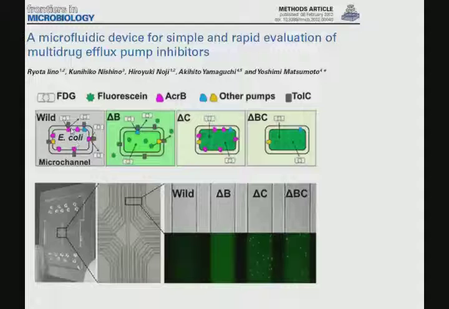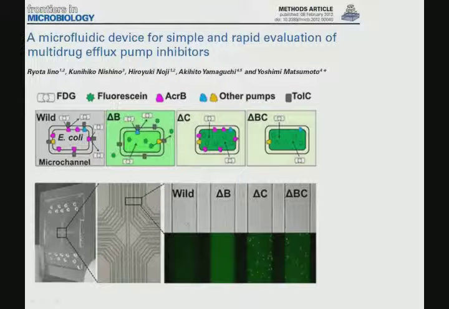And you can see here different components of the pump. So you have the outer membrane protein, Tol-C, which is one of the type 1 secretion system pumps. And then you have ACRB, which is the inner membrane component of that particular pump. And there are other pumps that can partially complement ACRB.